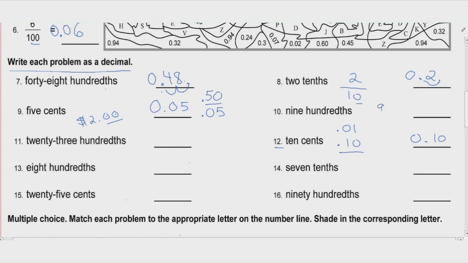Number 9, we have 9 hundredths. And if we write 9 hundredths, we write 9. The decimal's not in sight, it's on the right, it's right there. And since we have 2 zeros, we move the decimal 2 spaces over, 1, 2, and we're done. 0.09. Number 11, we have 23 hundredths. So it'll look like that.